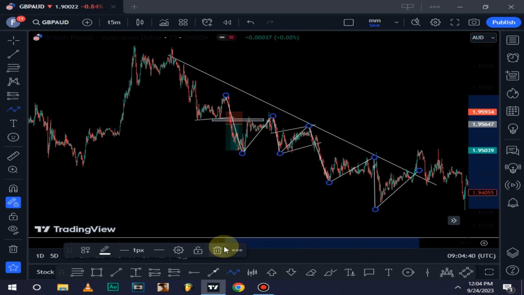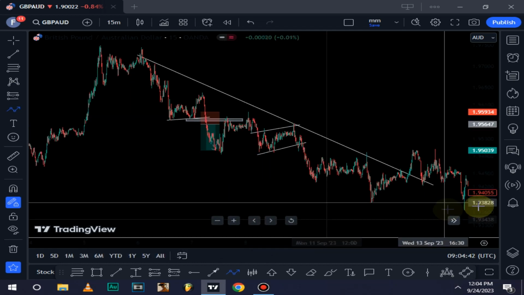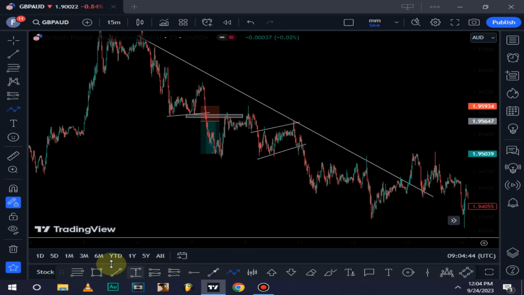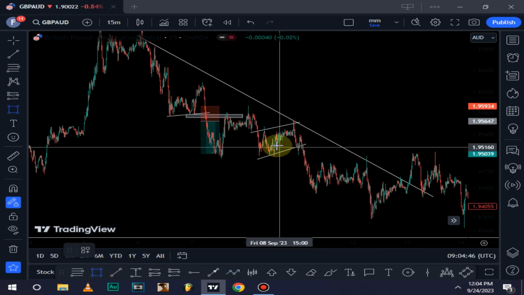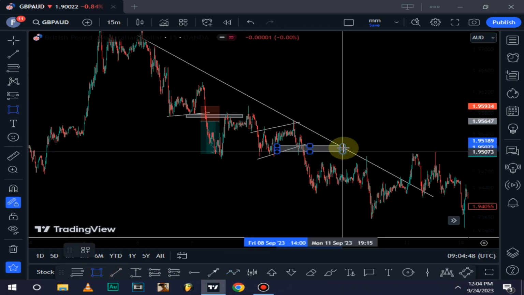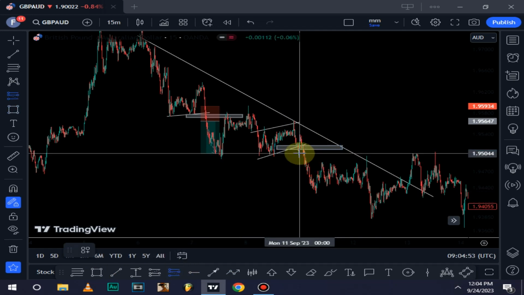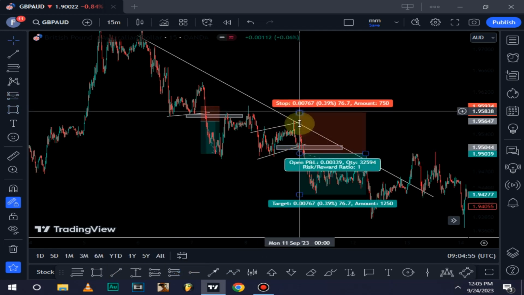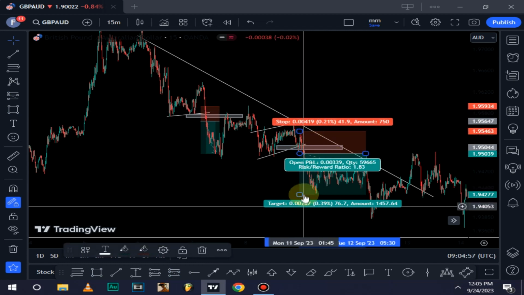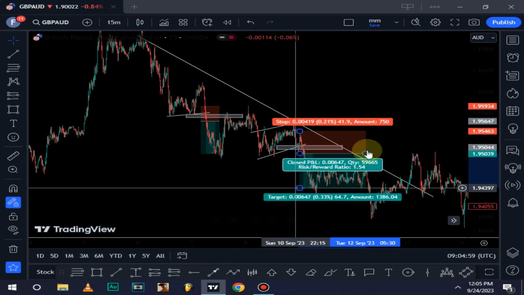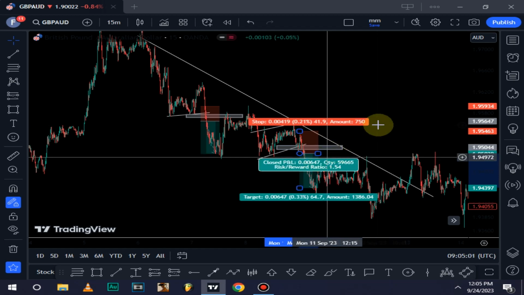So all you have to wait for is price to finish that correction. Then when price starts creating an impulse movement, that is when you take your sell entry or your buy entry. Then your stop loss goes above that zone. Then you look for another correction.